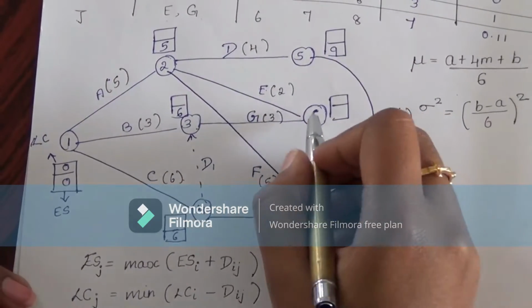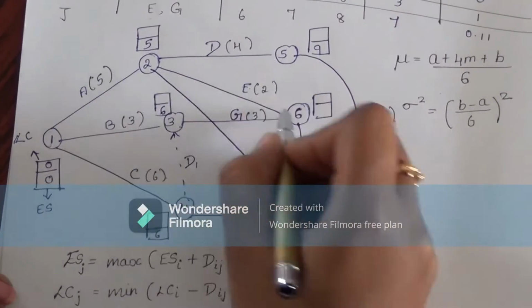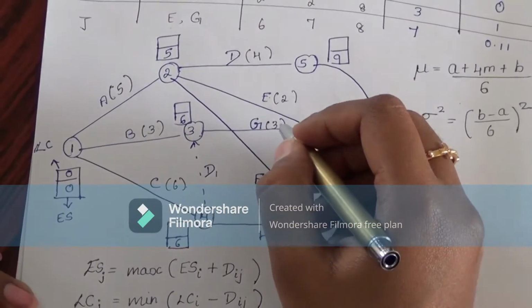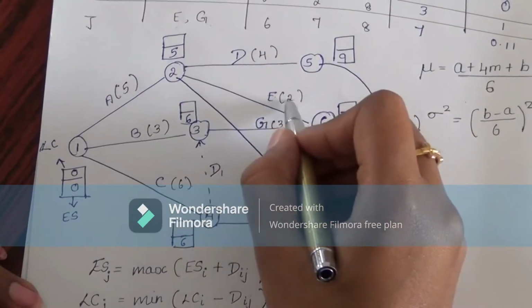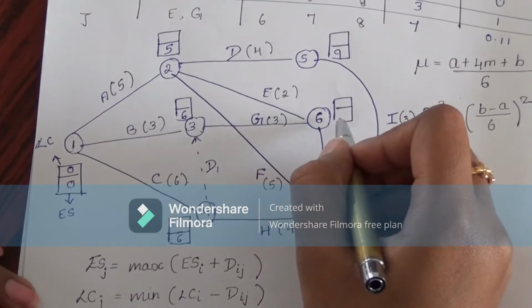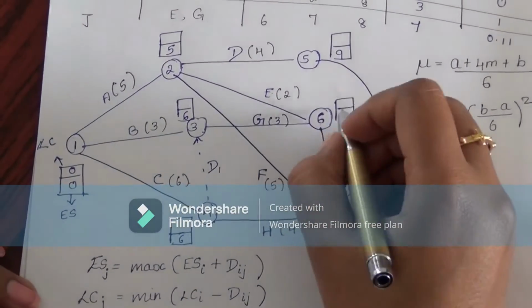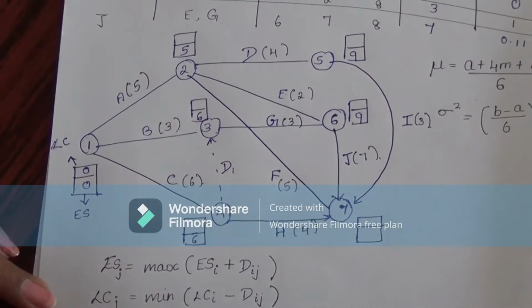For 6, it has two activities coming to it, from 2 and from 3. We have to calculate both and find the greater value. 5 plus 2 will be 7 and 6 plus 3 will be 9. Since 6 plus 3 is greater, I am representing it here as 9.